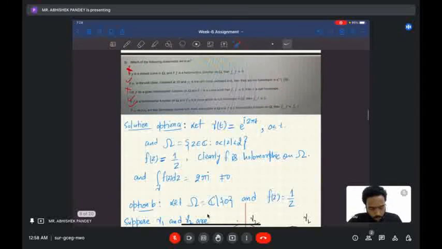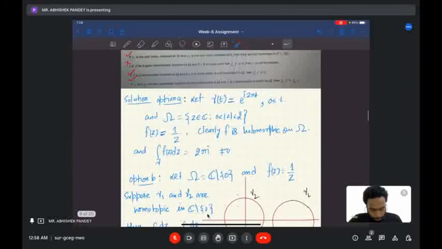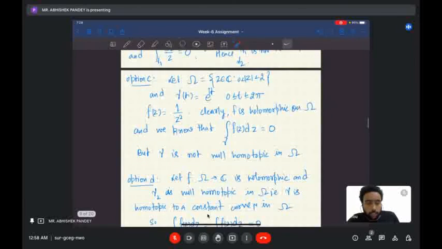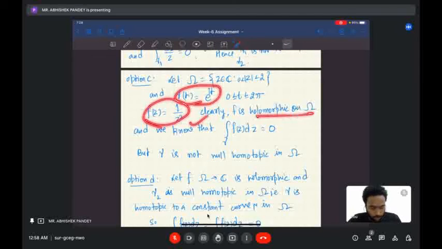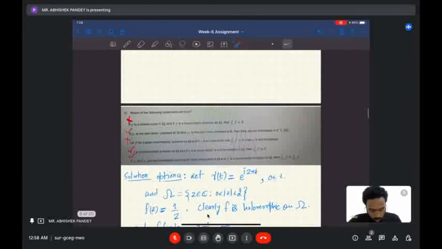Let f be a given holomorphic function on omega, and if gamma is a curve such that this integral is 0, then gamma is null homotopic. So this is also not true. We will see this one. Consider the domain, a disk of radius 2 punctured at the origin, and take the unit circle again. Clearly f(z) equals 1 by z square is holomorphic on this. But as we know, the integral of 1 by z square over the unit circle is 0, but gamma is not null homotopic in omega. So this option is also not true.